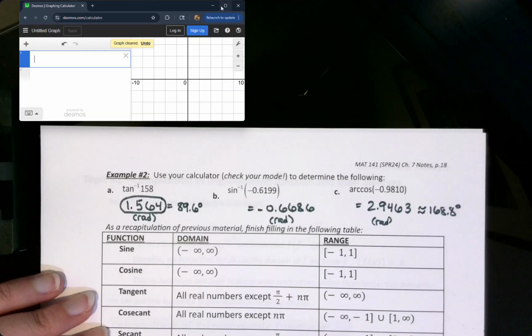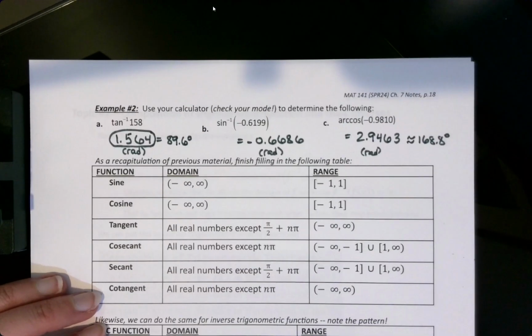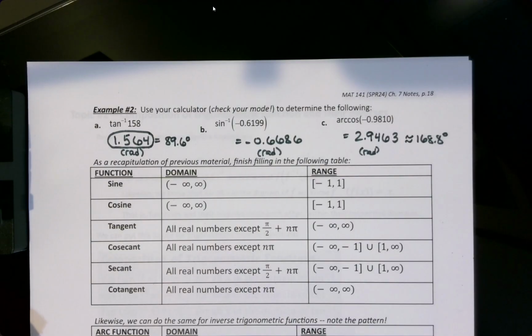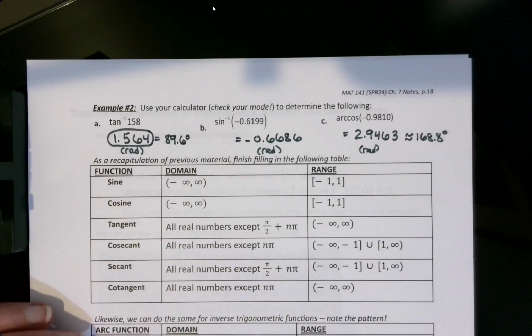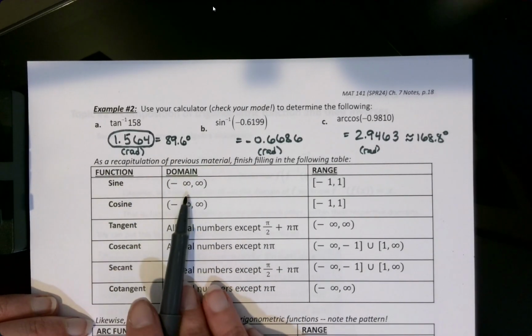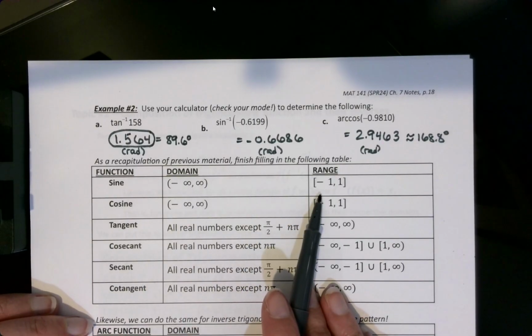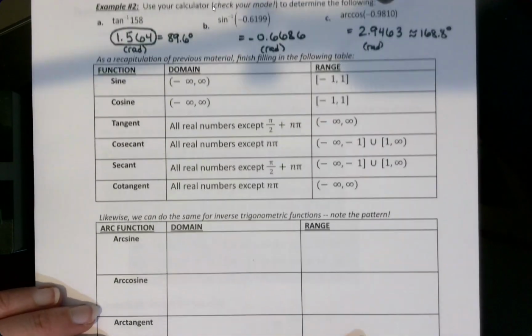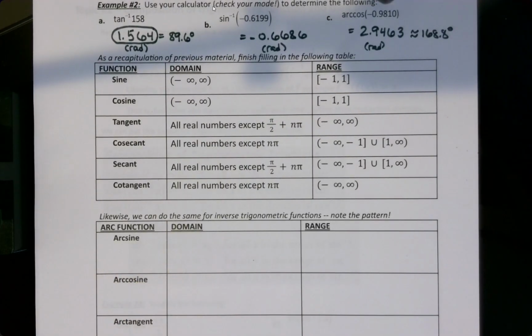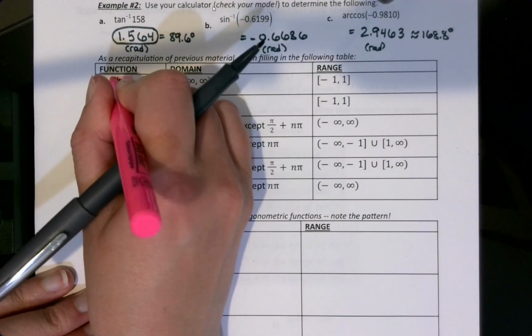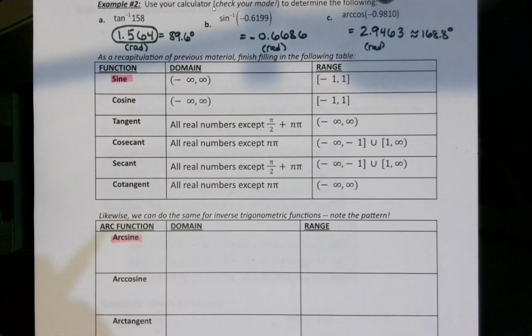All right, so next, as a recap of previous material, finish filling in the tables below. So this table is filled in for us. For sine, the full domain is negative infinity to infinity, and the range is negative 1 to 1. We know if we're going to find its inverse, though, that domain gets restricted. So we're going to fill in the arc sine information. So this is our sine function. We want to fill in the information for arc sine.